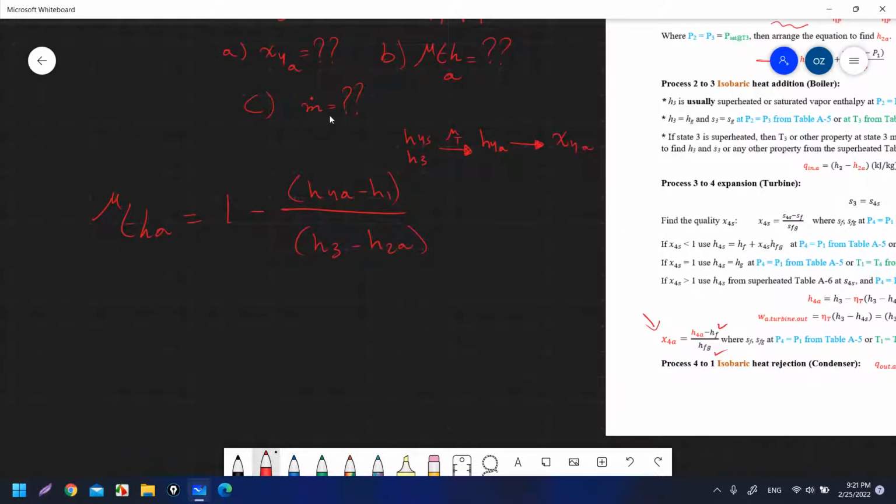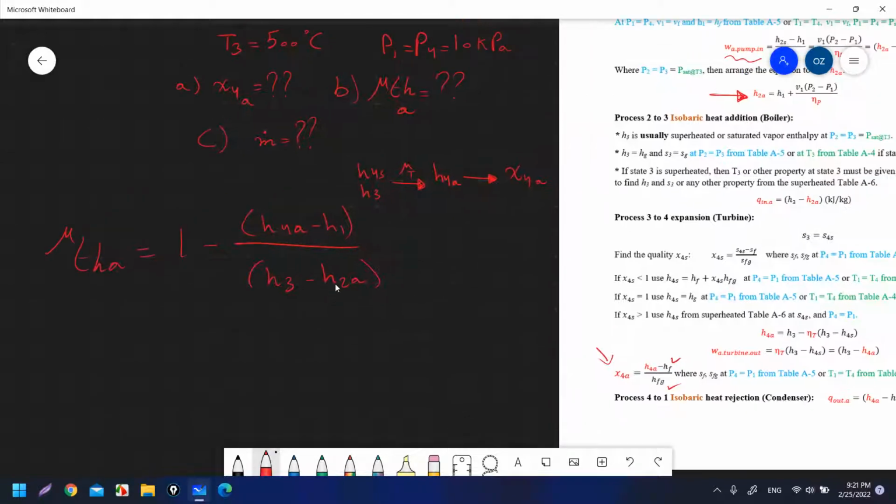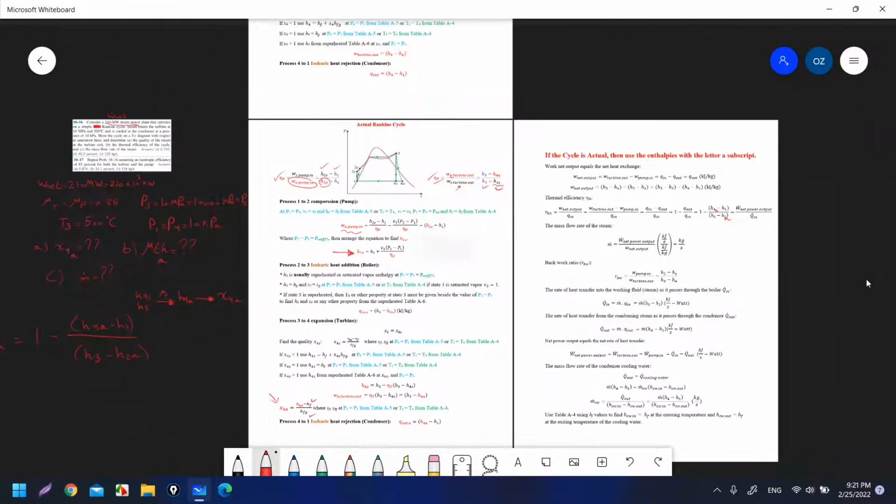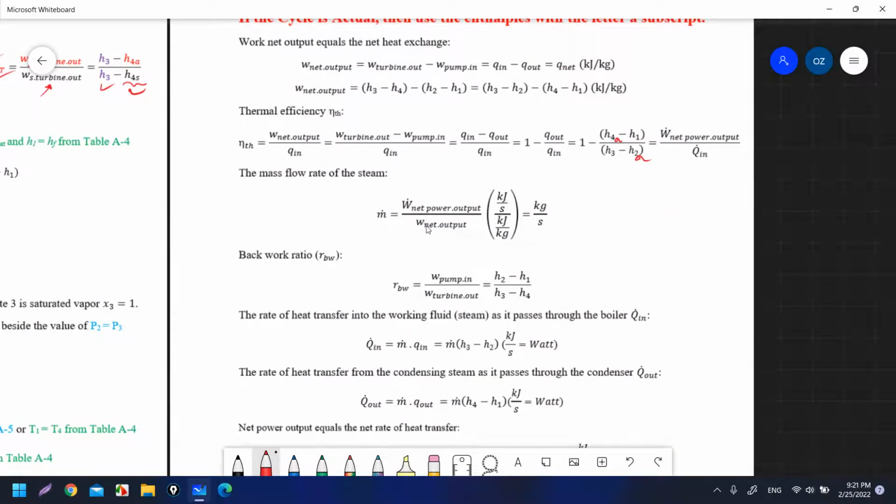So what else? For the mass flow rate, we will use this equation. We talked about this equation before: it is given in the question that the W net power is 210 times 10 to the power 3 kilowatt. So if I have the work net output, I can get the mass flow rate. As you can see, kilogram cancels with the other kilogram, and kilojoule will cancel with kilojoule, and will give you kilogram per second.